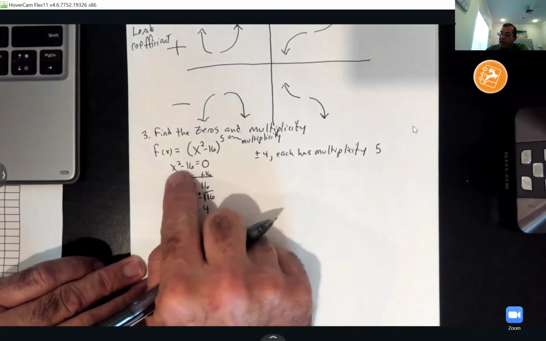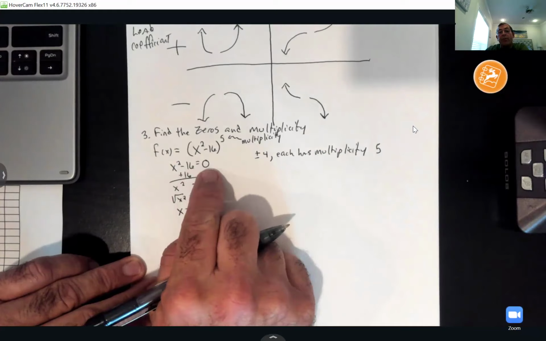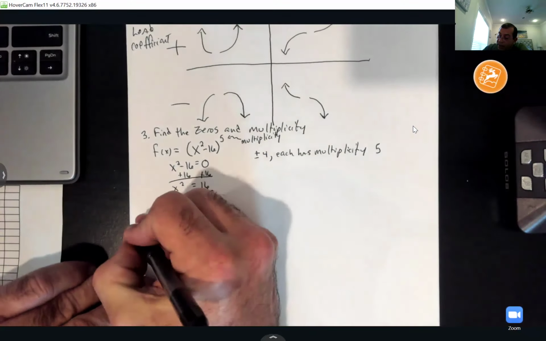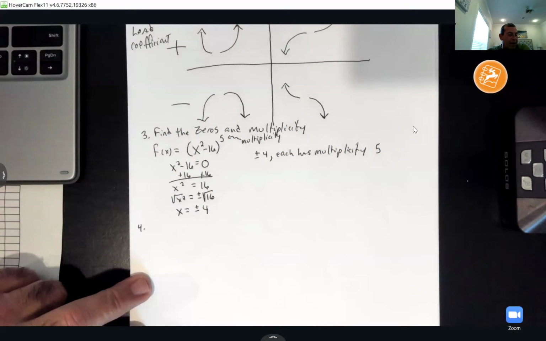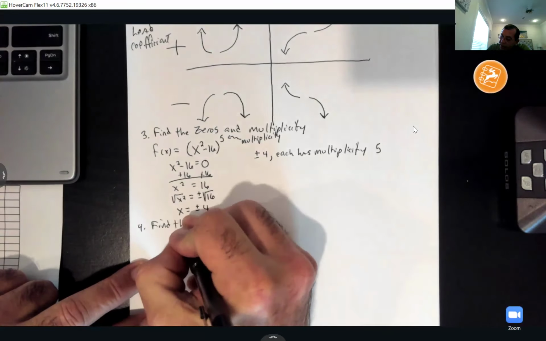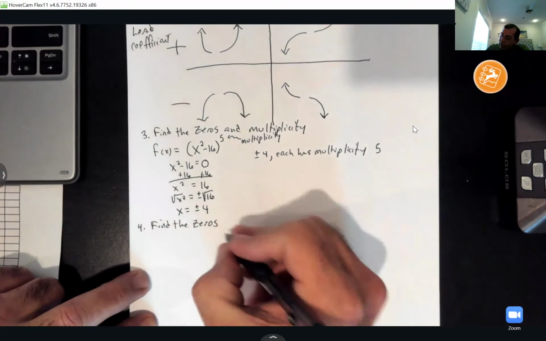Now you could have factored this and got x plus 4, x minus 4 equals 0, and then set both of those and got the two answers that way, okay? I just think square roots is a little quicker than the factoring. Now, y'all, same thing. Find the zeros and multiplicities.